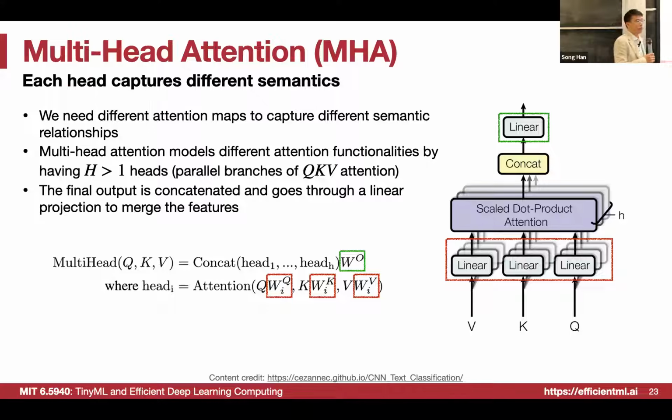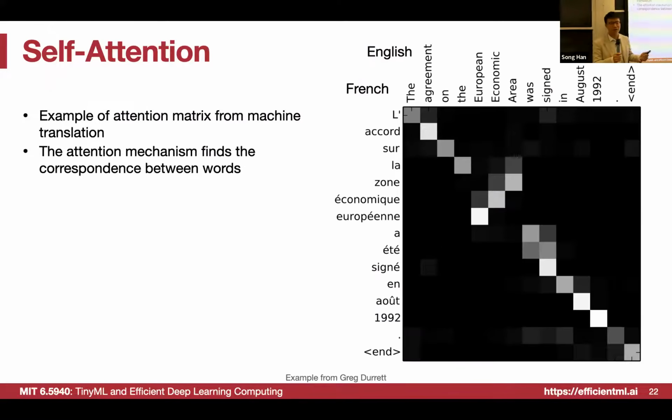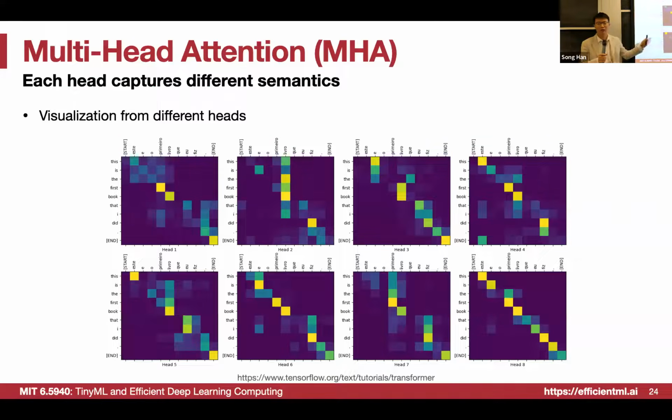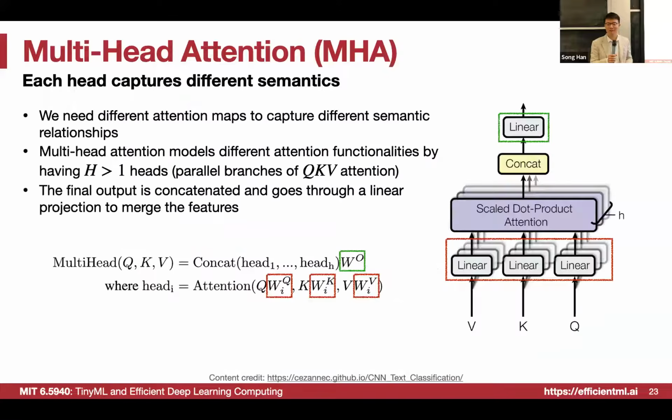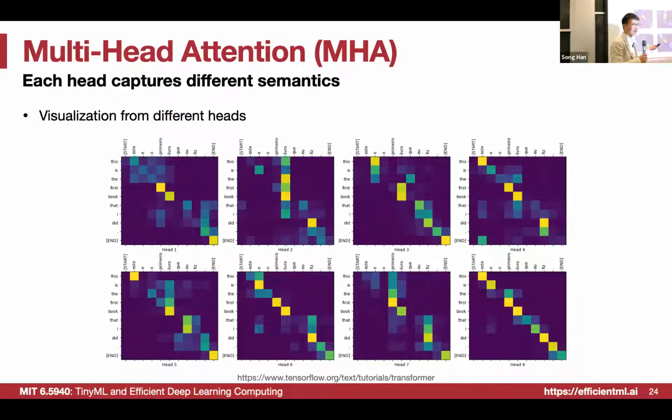Okay, so we want to increase the number of attention maps. Rather than a single attention map, can we have multiple attention maps to capture more detailed semantics? So here we introduce multiple heads. Each head will produce one attention map. And here we can have 8 heads to produce 8 different attention maps. Here's a visualization of different heads.